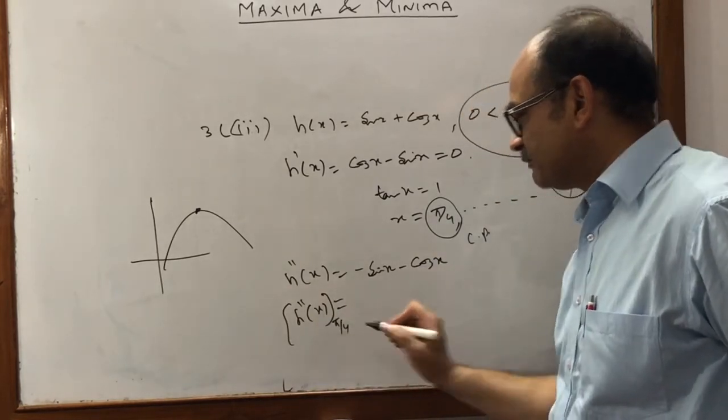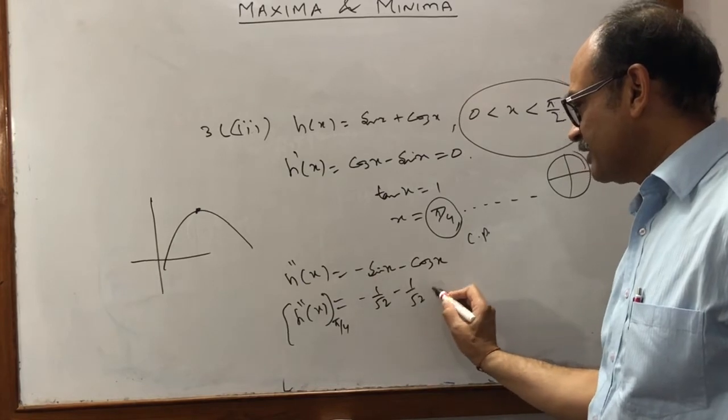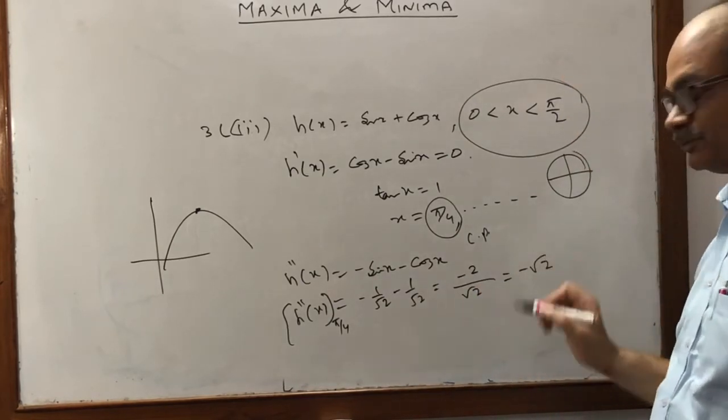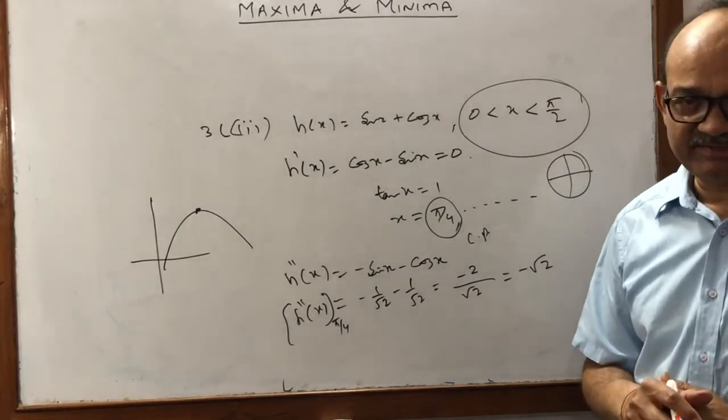What value? Critical point pi by 4. So put pi by 4. 1 by root 2, 1 by root 2, root 2 is the LCM, minus 2, that is minus root 2. And that is what we completed in the theorem of the second order derivative test.